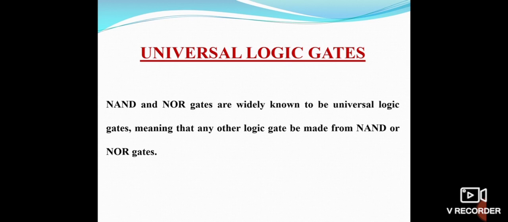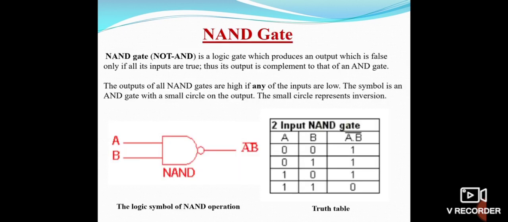Universal logic gates. The reason for the name is that we can construct the basic gates, that is AND gate, OR gate and NOT gate, using universal logic gates. NAND gate and NOR gate are widely known as universal logic gates. So first, NAND gate. From the name itself, it is NOT AND gate.